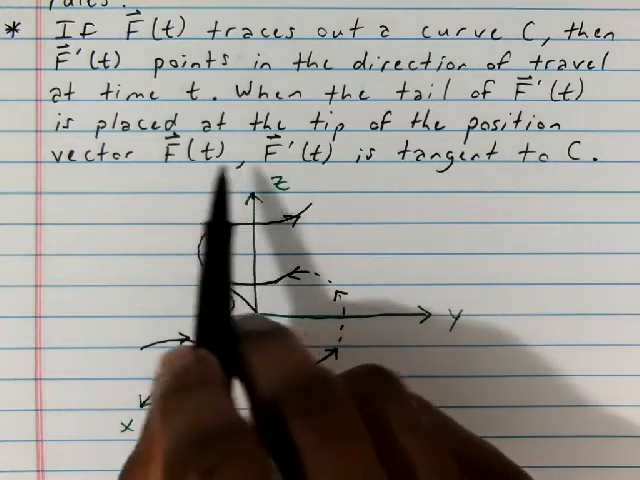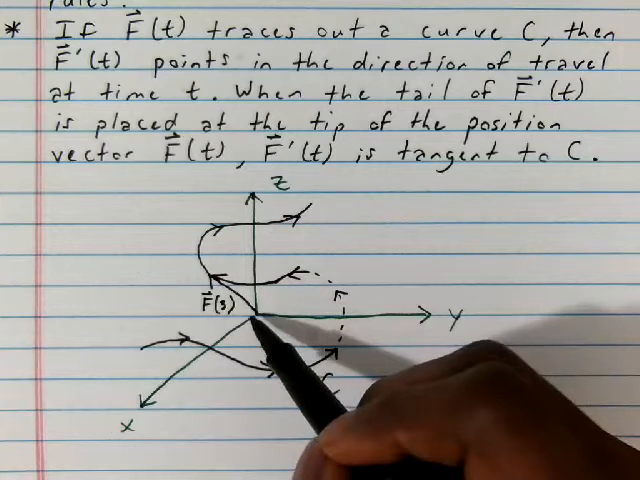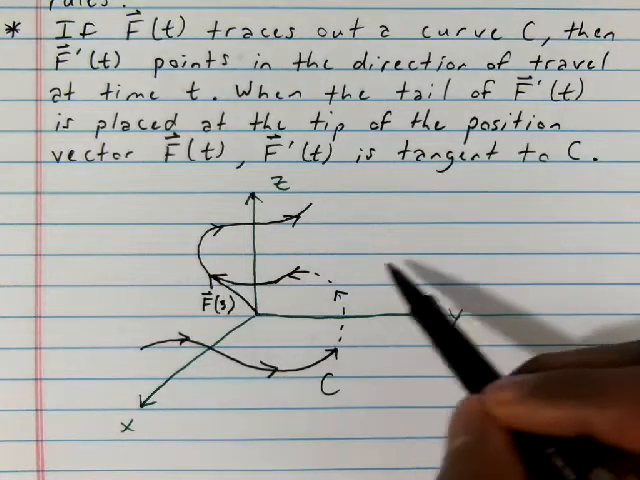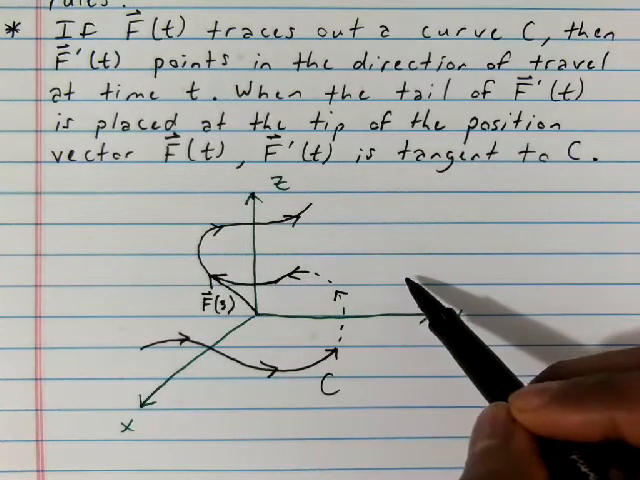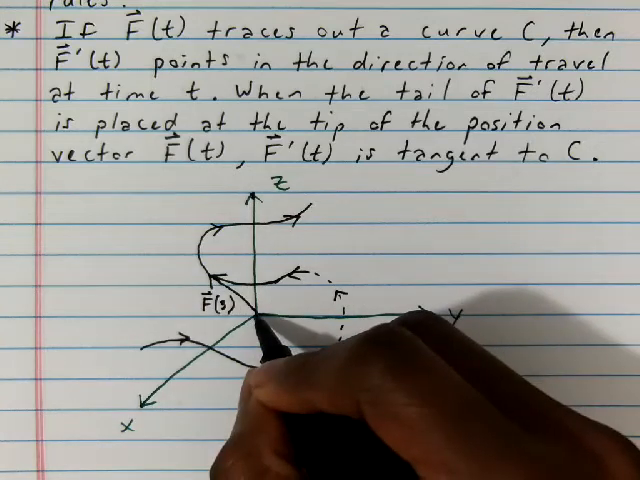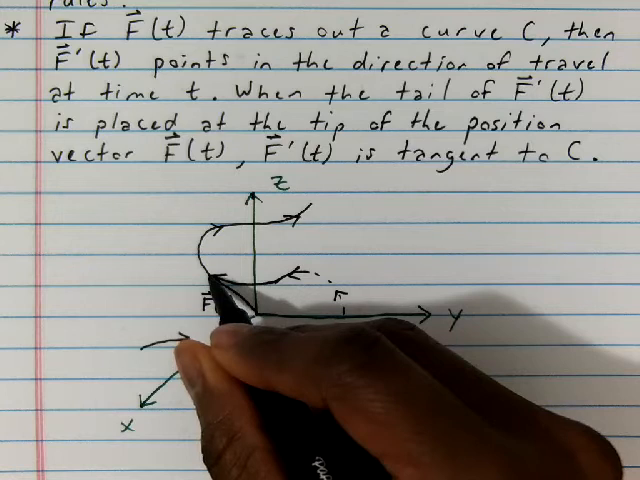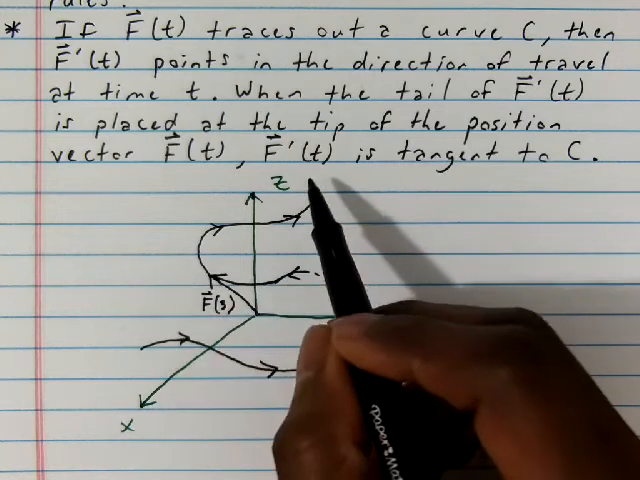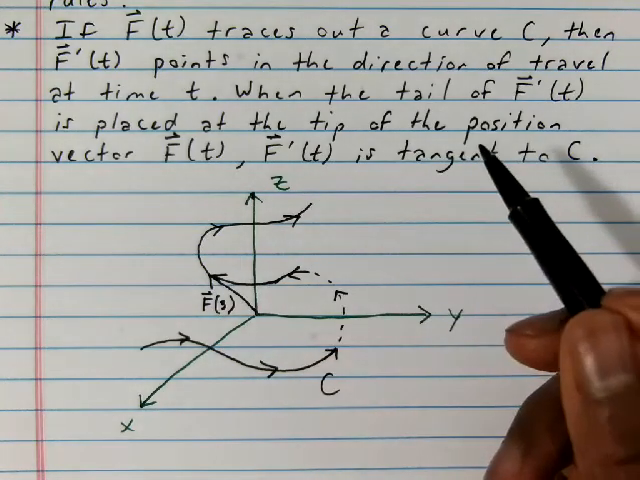According to what I was talking about here, I want the position vector. Now I could take this vector and move it. I could draw it over here if I wanted to, but it's not a position vector unless its tail is at the origin. So I want to make that a position vector, and then I can draw f prime of t, whatever I get.